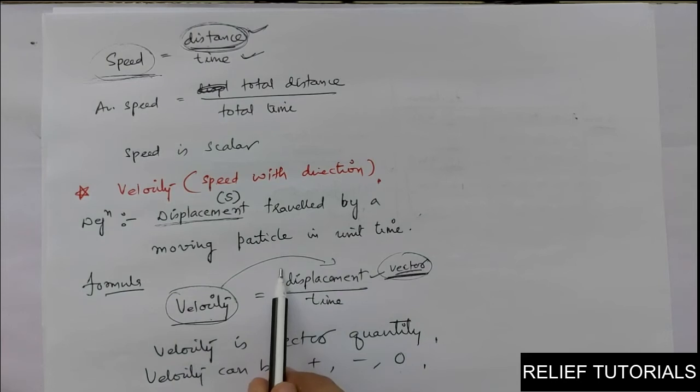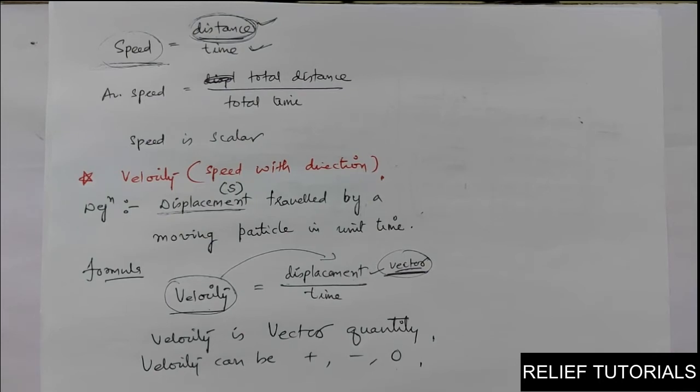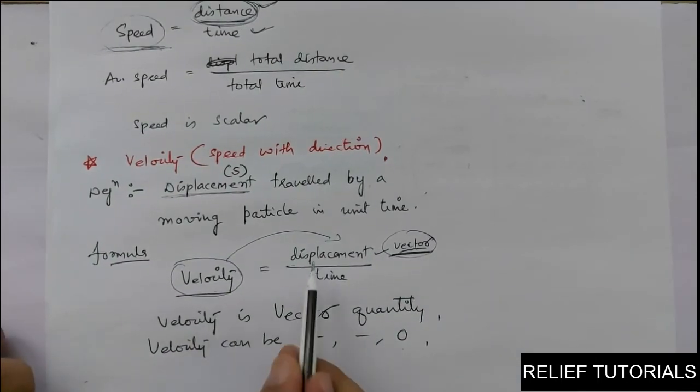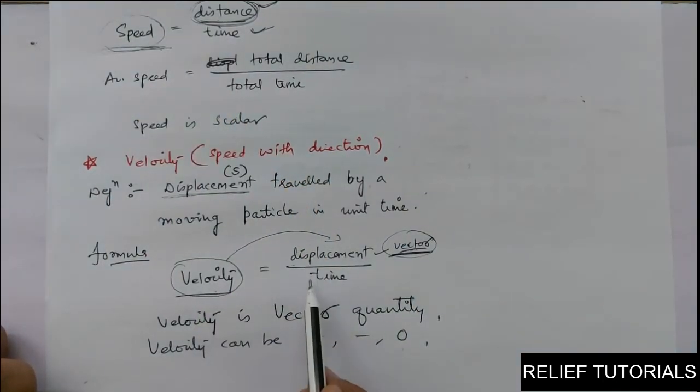If displacement is negative, we know that negative only indicates direction. So a negative term upon a positive time is always what? Negative. So if displacement is negative, velocity is negative. If displacement is positive, velocity is positive. If displacement is zero, velocity is zero. So velocity totally depends on displacement. Just like speed depends on distance and time, velocity depends on displacement and time.